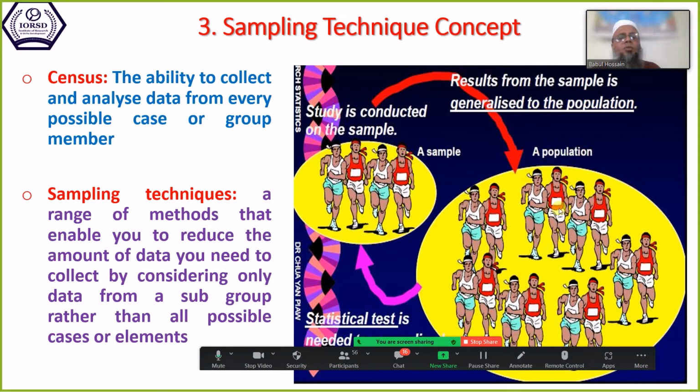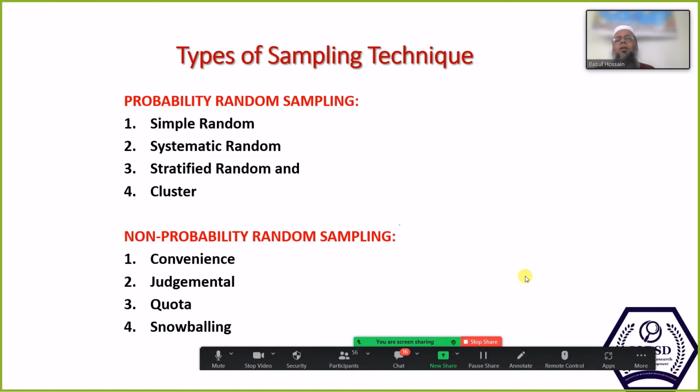So how will we select our sample from the whole population? What is the technique? There are two kinds of sampling technique. One is the probability sampling technique, another is the non-probability sampling technique.